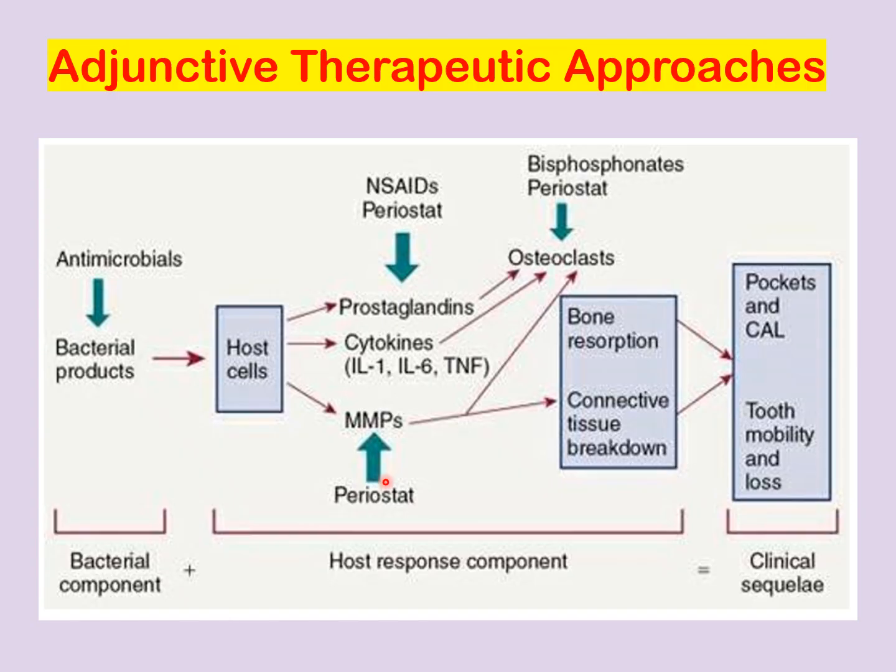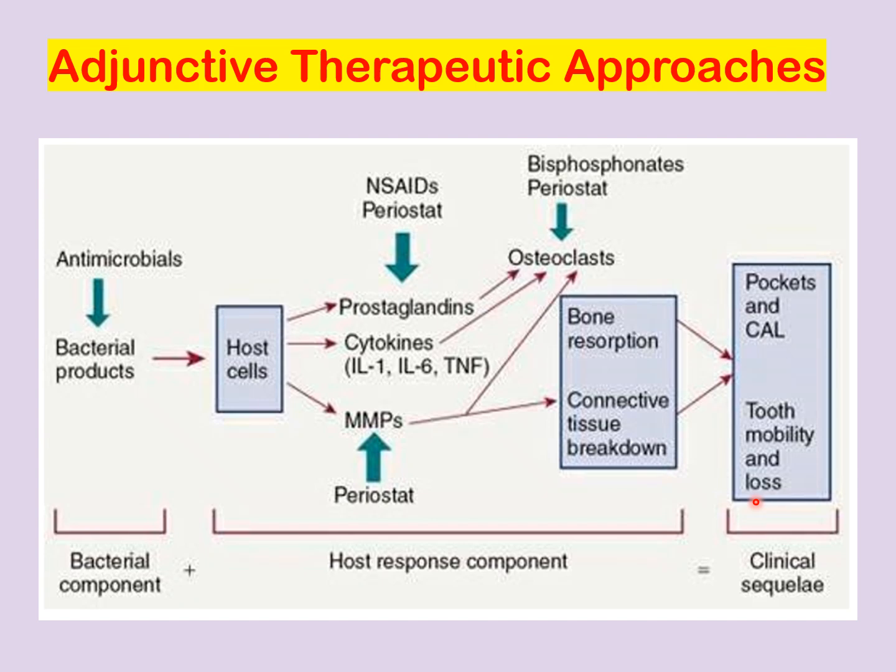This diagram shows the role of HMT as an adjunctive therapeutic agent. The bacterial component releases harmful bacterial products that stimulate the host cells to produce inflammatory mediators such as prostaglandins, cytokines and MMPs. This leads to connective tissue breakdown and bone resorption, leading to formation of periodontal pockets and clinical attachment loss and eventually tooth mobility and tooth loss.